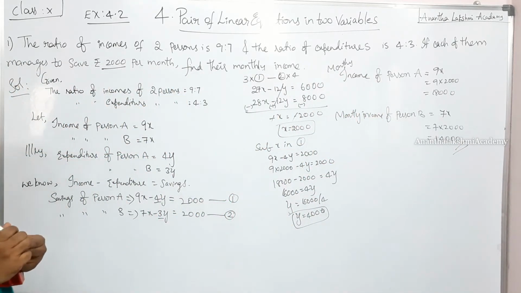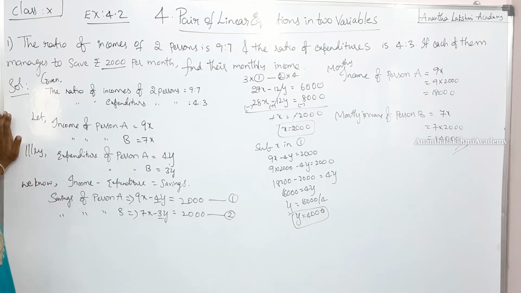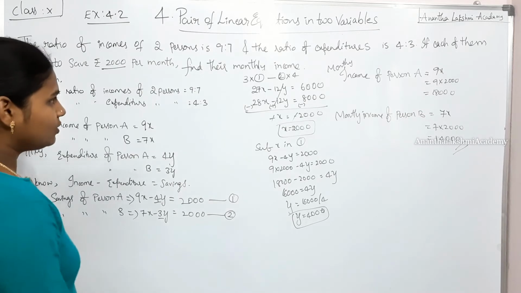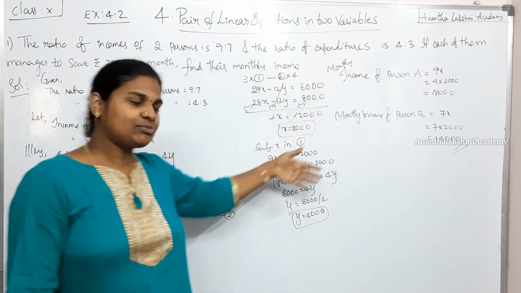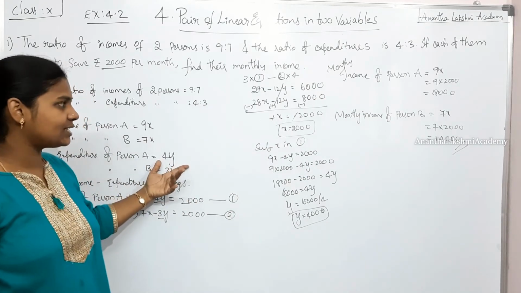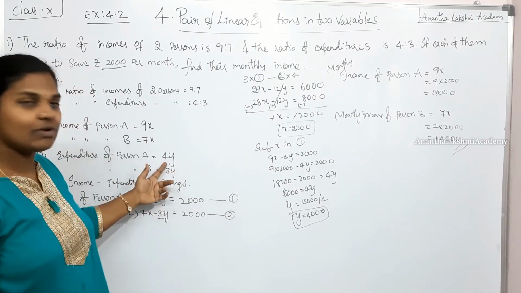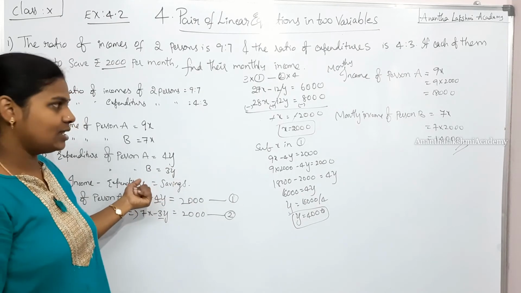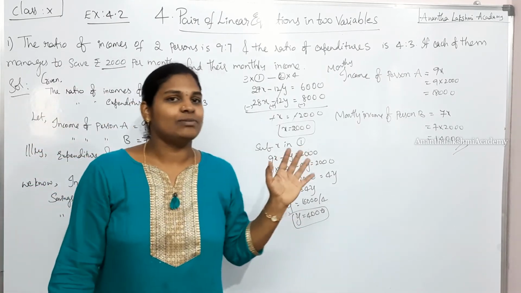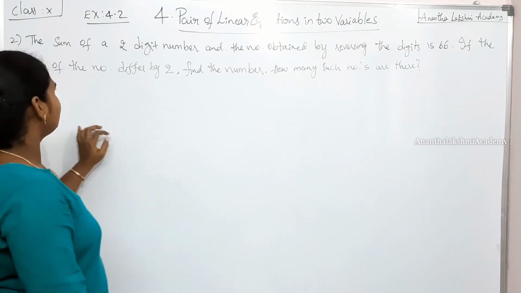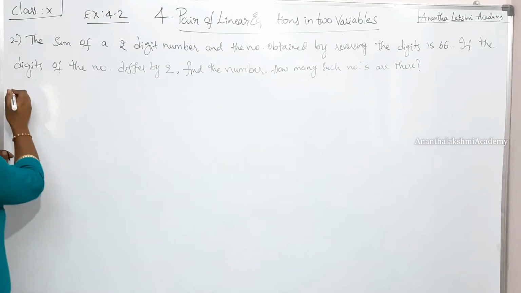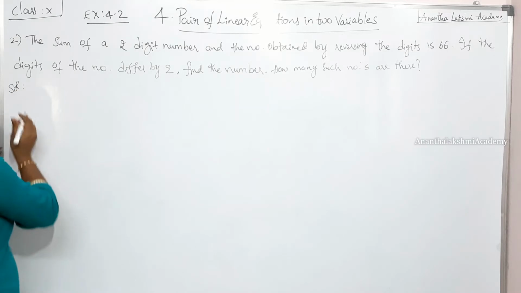So there ends our first problem. This is how we solve problems using the elimination method. They just asked us to find their monthly income. If they ask the expenditures also, just like I substituted x value, you can substitute y value here and write them down. All right. So that is about the first problem. Let's jump into the next problem. So here we are. I have written the second problem on the board. So let's go through it.